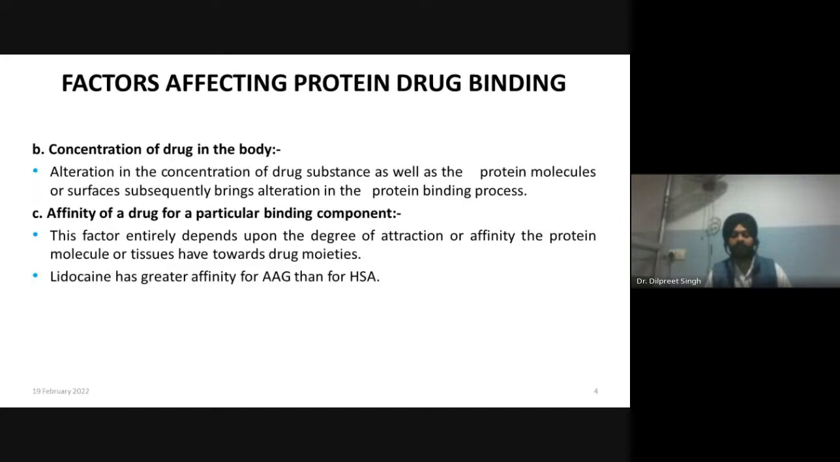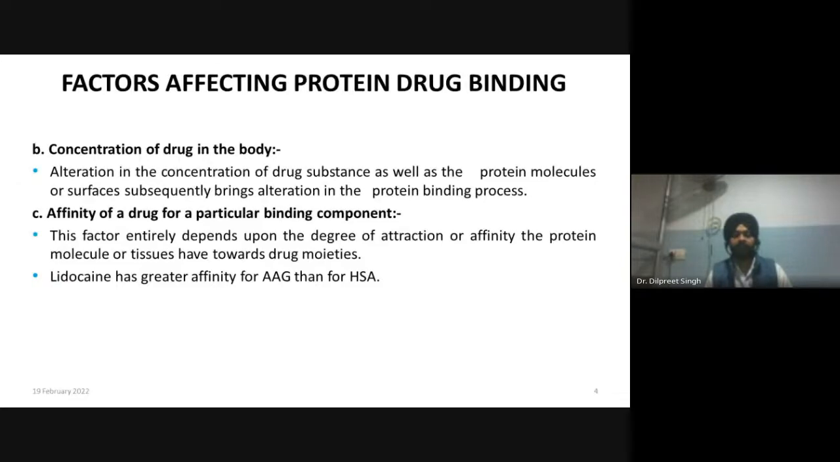When we talk about unionization or ionization, the ionized form of the drug has greater affinity for a particular binding component. For example, lidocaine. Lidocaine is a weakly acidic drug. It can convert into its basic form in basic pH, and the ionized drug has greater affinity for binding with alpha acid glycoprotein than with human serum albumin.